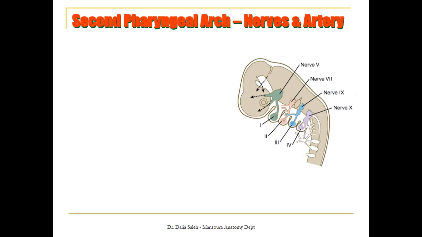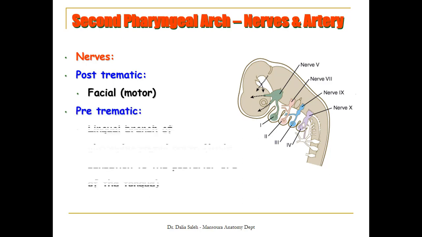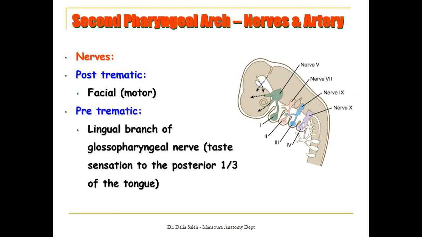For the nerves and artery, the post-trematic nerve is the facial nerve, which is motor to the muscles, and the pre-trematic nerve is derived from the lingual branch of the glossopharyngeal nerve that will give taste sensation to the posterior one-third of the tongue. For the artery, we have a small artery called the stapedial artery.